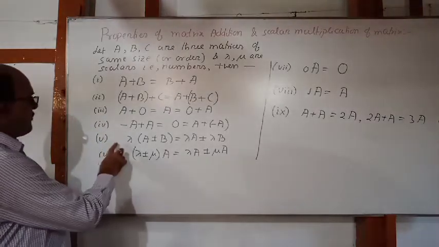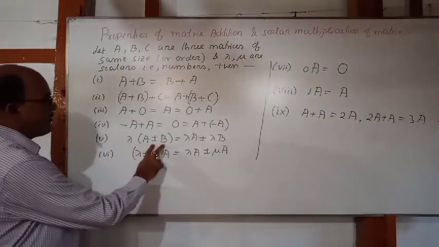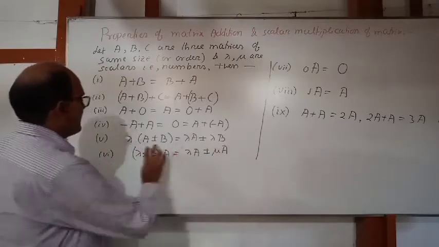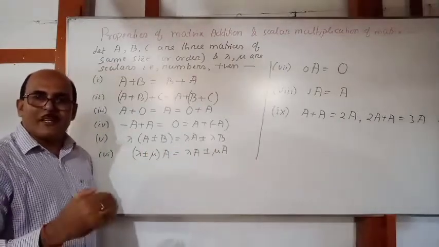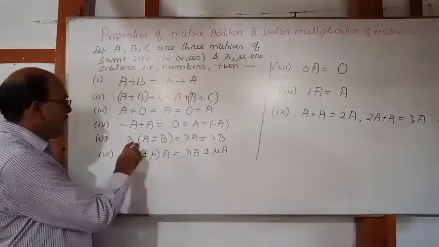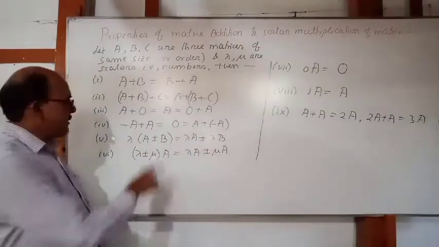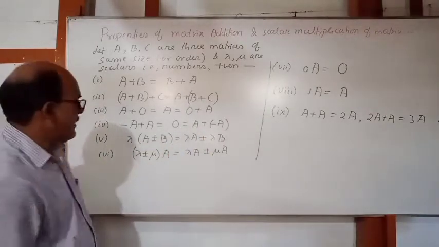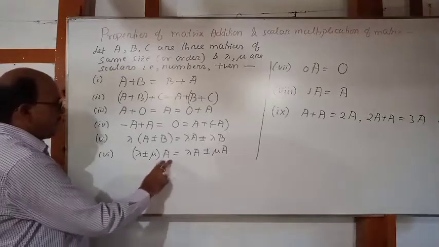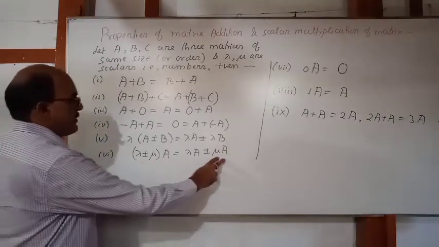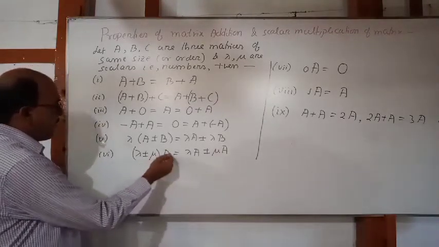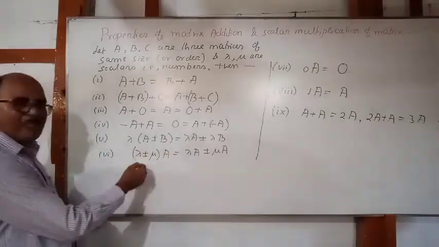Then fifth property is lambda into A plus minus B is lambda A plus minus lambda B. That is lambda distributes. Scalar multiplication is distributive. Lambda is distributive with respect to addition or subtraction. Then lambda plus minus mu into A equal to lambda A plus minus mu A. Means here also capital A distributes from the right.